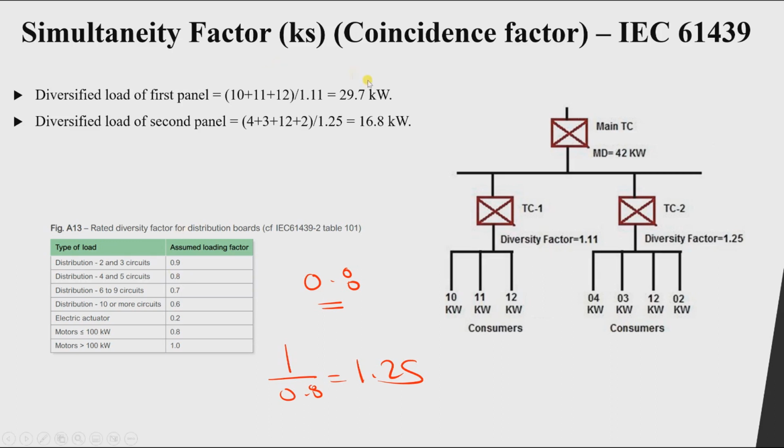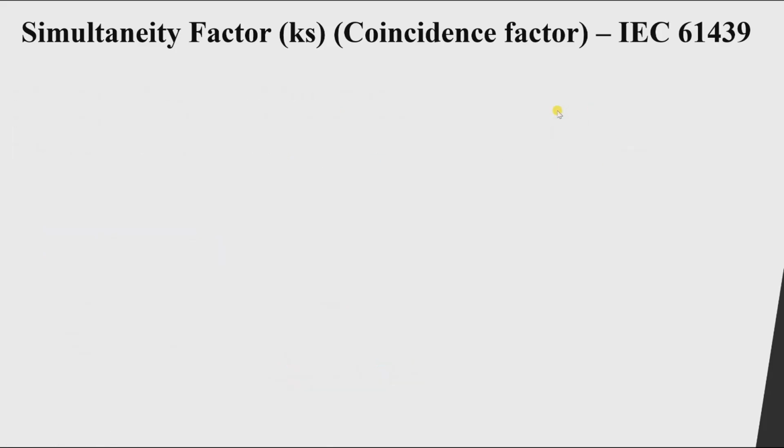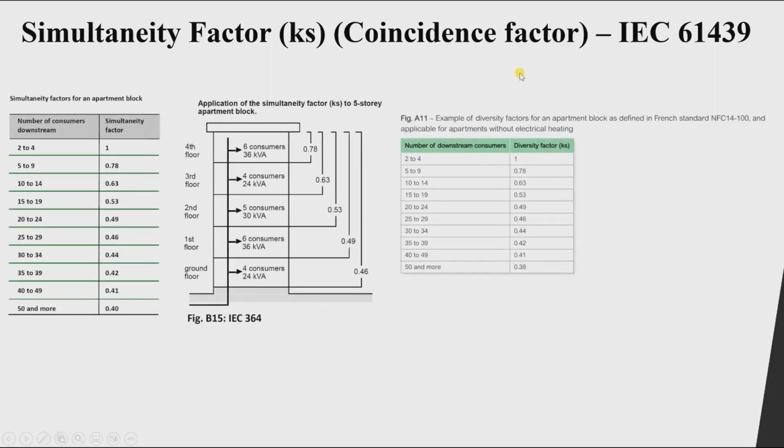So we have these two loads and we have diversity between them of 0.9, which is 1.11 again. So we will have a 42 kilowatt power rating for this panel. Another one here: simultaneity factor, KS, coincidence factor in the IEC, the same one. We have this part, which is from the French code. You can see the French standard. This part is applicable for apartments without electrical heating. Without electrical heating, this is very important.